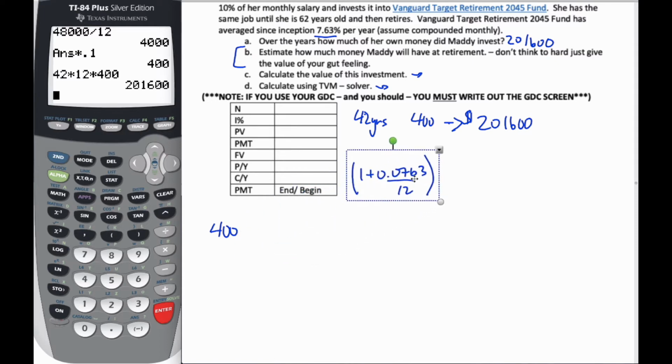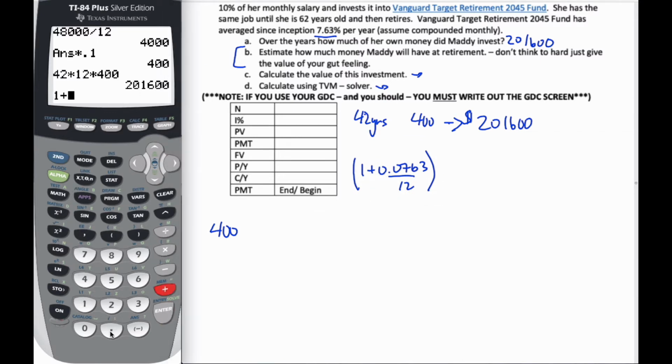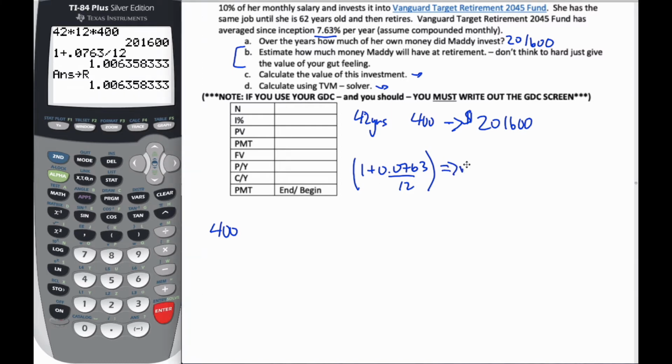Let's see how much this value is. I'm going to move it over here. That is going to be 1 plus 0.0763 divided by 12. And it's this big giant long decimal, so I'm going to store that, because I'm not going to write that decimal, into alpha R. I'm going to call this equal to R. And so I'm going to take my $400 multiplied by R.